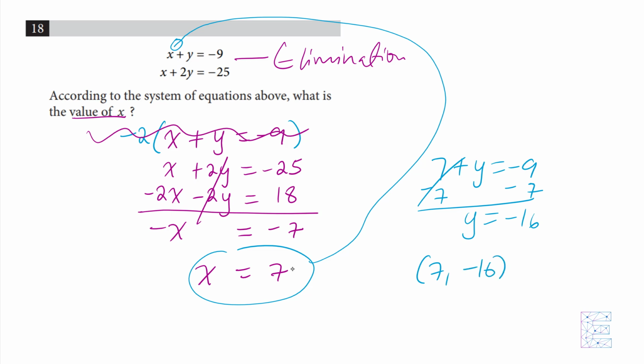However, we are not being asked to find both x and y. We were just being asked to find x, so the answer for this problem is 7. And that's it.